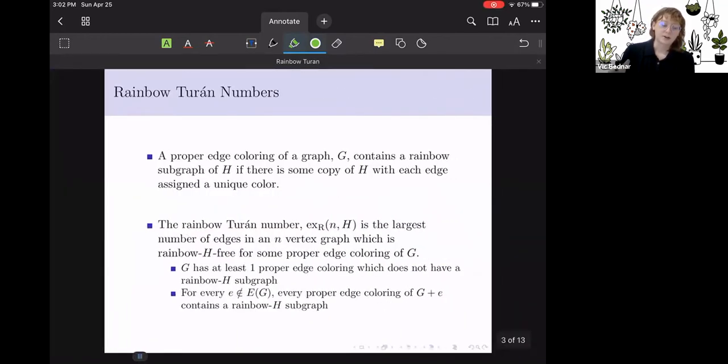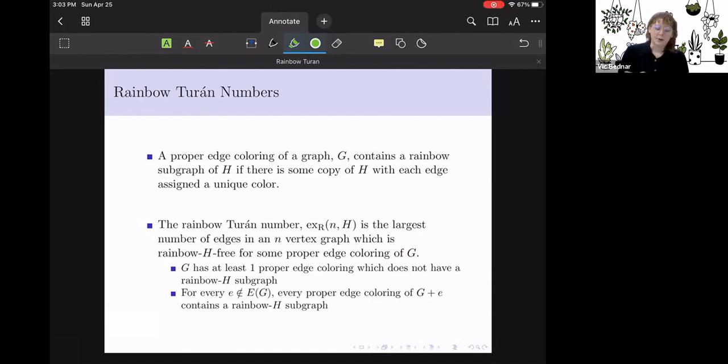A rainbow edge coloring is an edge coloring in which every single edge has a unique color. So when we're looking for rainbow H subgraphs, we're going to properly edge color all of G and then look inside of G to see if we can find any H's within that proper edge coloring of G where every edge of that H has a unique color.